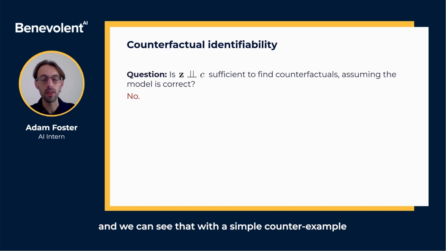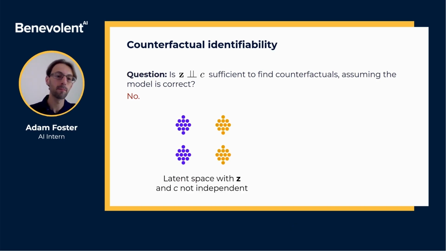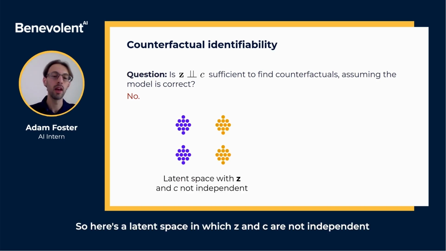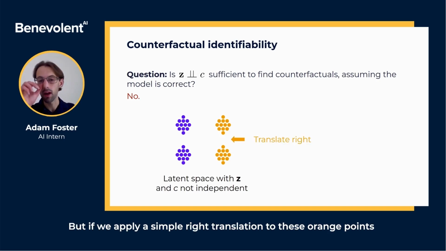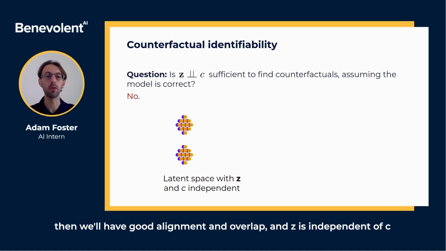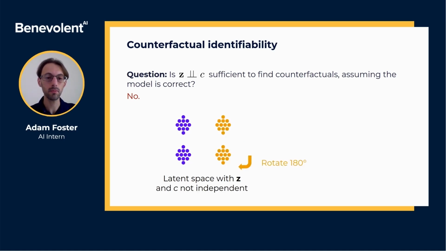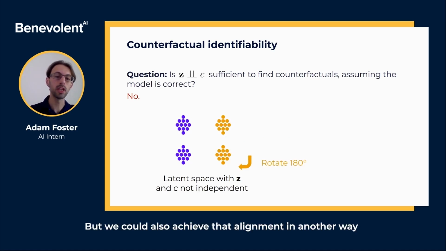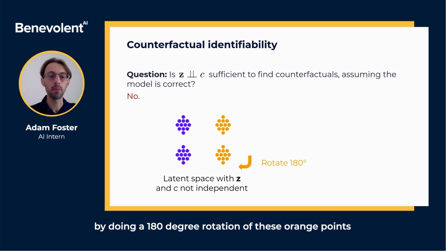And we can see that with a simple counterexample. So here's a latent space in which Z and C are not independent. But if we apply a simple right translation to these orange points, then we'll have good alignment and overlap, and Z is independent of C. But we could also achieve that alignment in another way by doing a 180-degree rotation of these orange points.